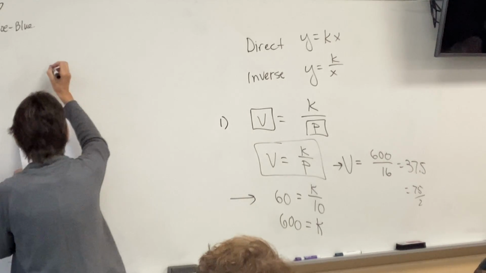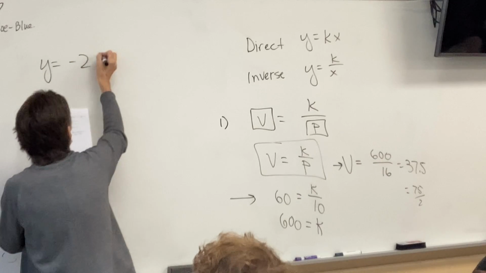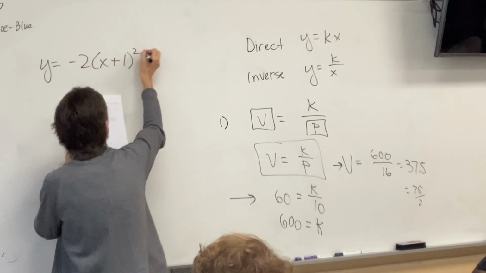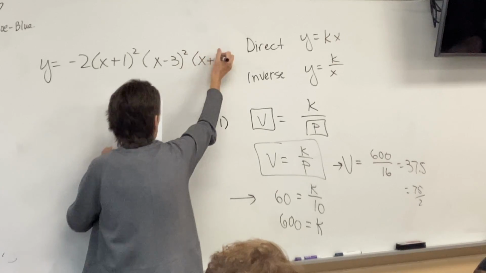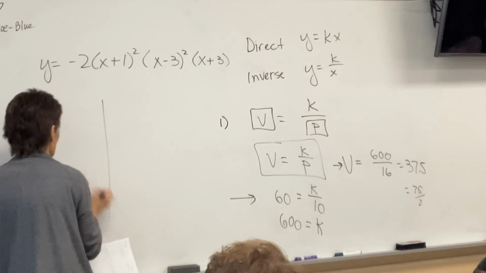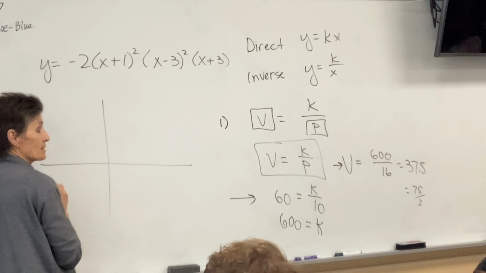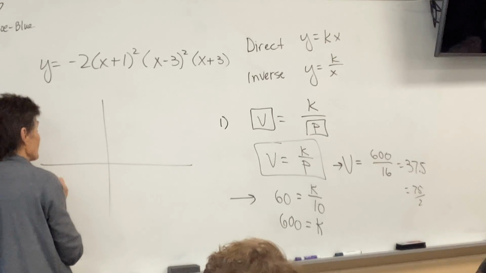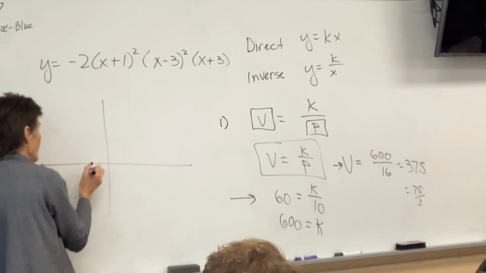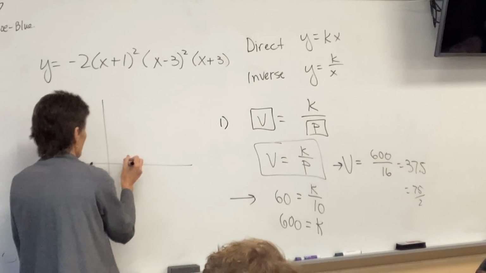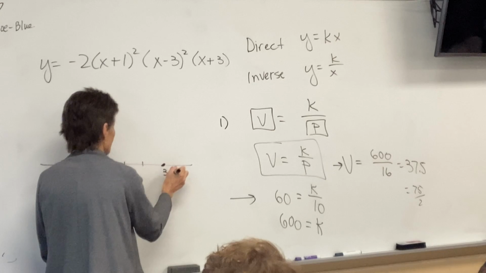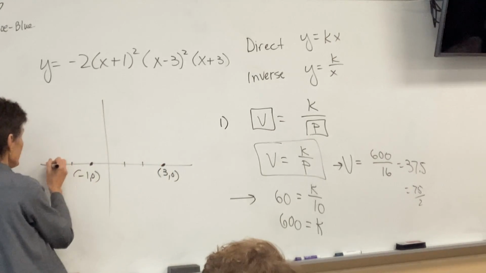All right, now we're sketching this guy. No, you don't have to do any factoring, you don't have to do any division, you don't have to do anything except plot your x-intercepts. Where are you going to put them? Negative 1, we're going to label it, plus 3 and negative 3.